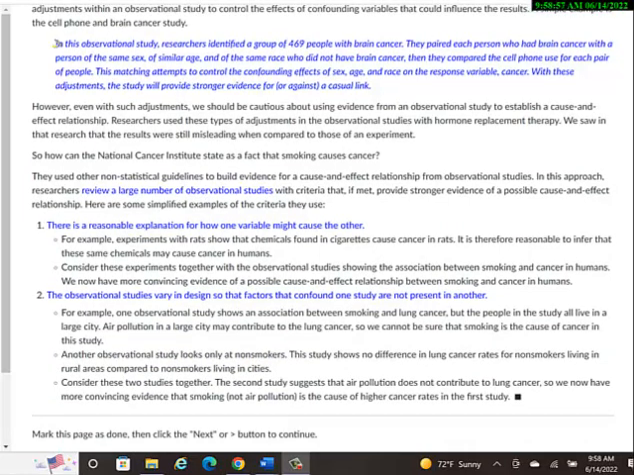So in this experiment, they actually went and found people that had brain cancer already. They identified a group of 469 people with brain cancer. They paired each person who had brain cancer with a person of the same sex, of similar age, and the same race who did not have brain cancer. Then they compared the cell phone use for each pair of people. The matching attempts to control the confounding effects of sex, age, and race on the response variable, cancer. With these adjustments, the study will provide stronger evidence for or against a causal link.